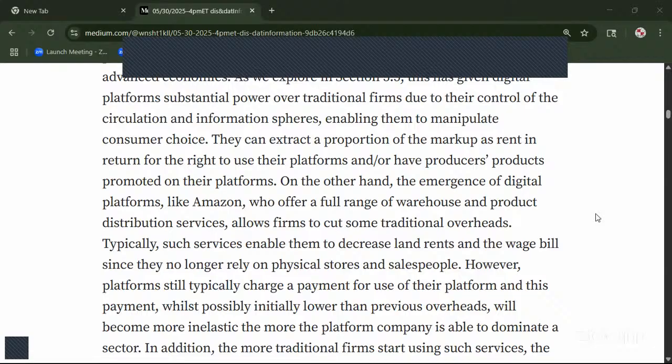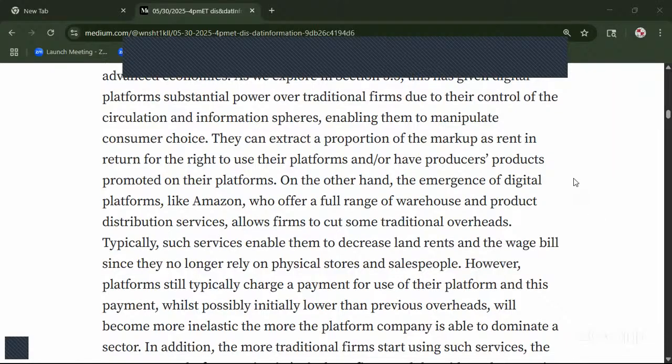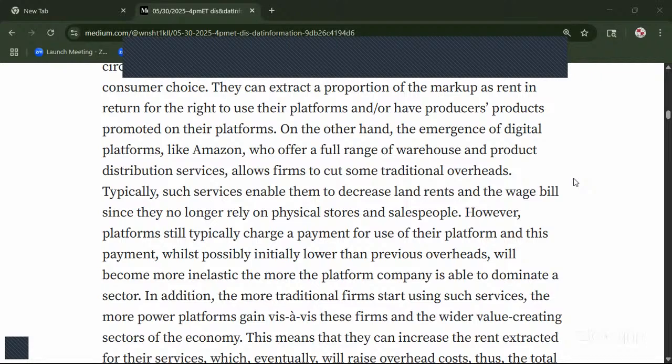On the other hand, the emergence of digital platforms like Amazon, who offer a full range of warehouse and product distribution services, allows firms to cut some traditional overheads. Typically, such services enable them to decrease land rents and the wage bill since they no longer rely on physical stores and salespeople.